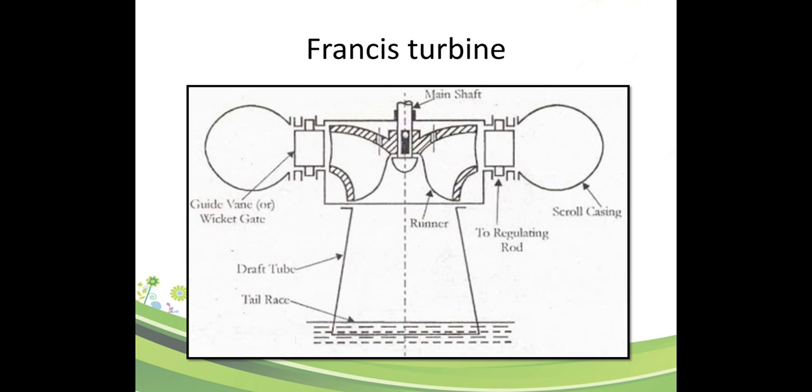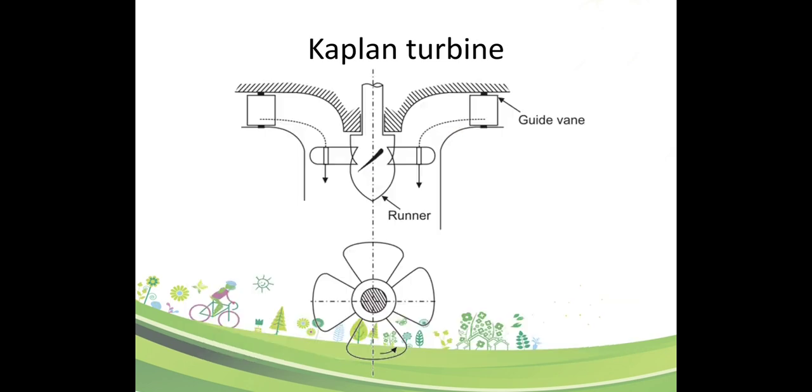It is the diagram for your drawing purpose, and the fluid is entering the scroll casing to the regulating rod. The regulating rod supports the guide vane or wicket gate. The wicket gate controls the flow of the water, and then the runner is attached to the main shaft. The runner rotates with the help of the fluid flowing over the blade.